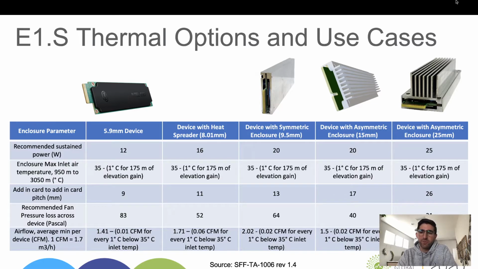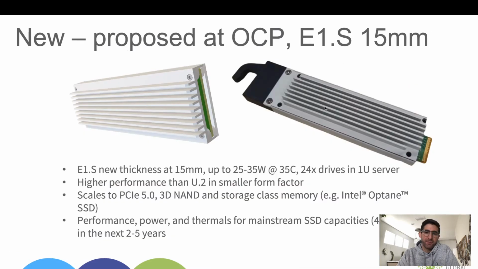And then you have the device with the 25 millimeter asymmetric enclosure, which just looks like the 15 millimeter, but with bigger fins. And you can see this allows you to go to higher power or have reduced airflow for a better TCO if you have a similar power drive. And I'm not going to go into detail about these because we do have a presentation in this OCP storage workgroup track on thermals methodology for the EDSFF and how they got there.